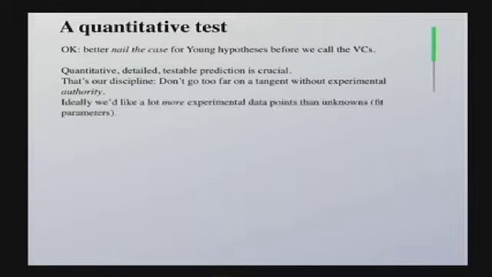It's our discipline. Don't go too far in a tangent without some authority from experiment. Ideally, we'd like a whole lot more experimental data points than we have unknown parameters. How do you do it in this case?